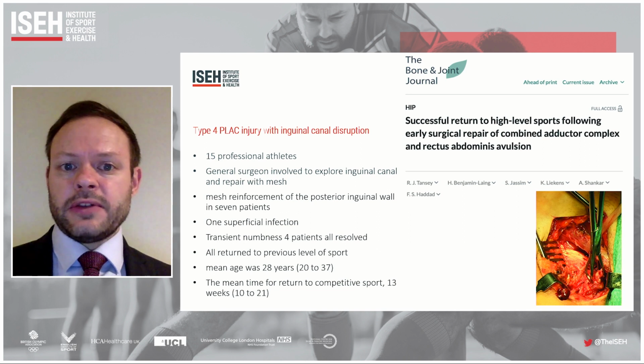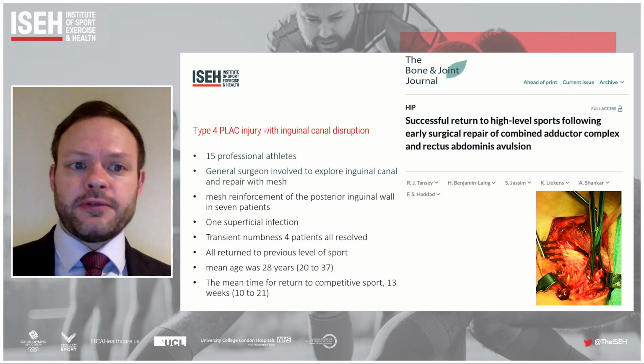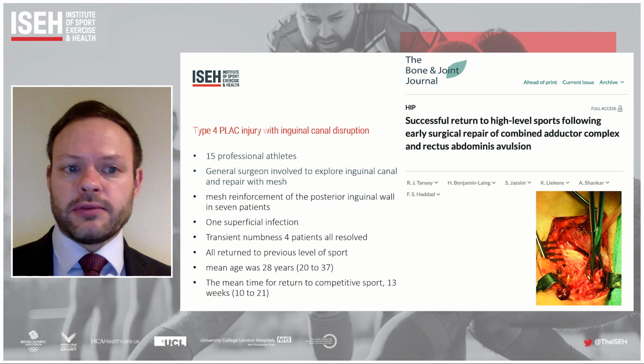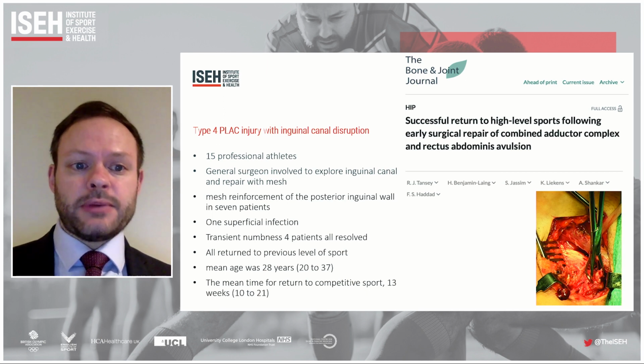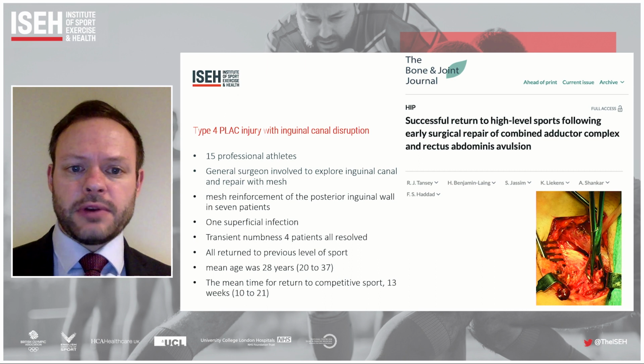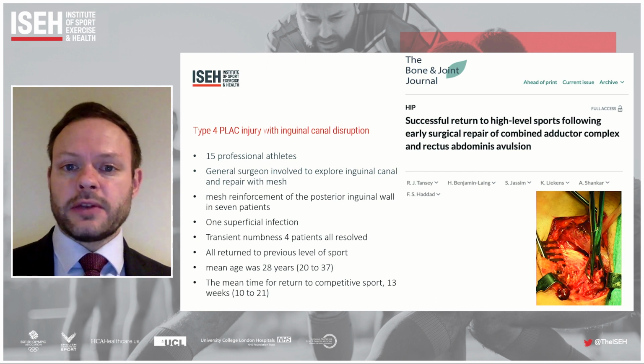We also have a series from Professor Haddad of this type 4 plaque injury with inguinal canal disruption. 7 athletes had to have mesh reinforcement of the posterior inguinal canal due to that weakness from the type of injury. A general surgeon was involved to provide that treatment. Only transient numbness of the nerve in those patients, which all resolved, and the return to sport was successful in all the patients. Mean time to return to competitive sport was only 13 weeks.